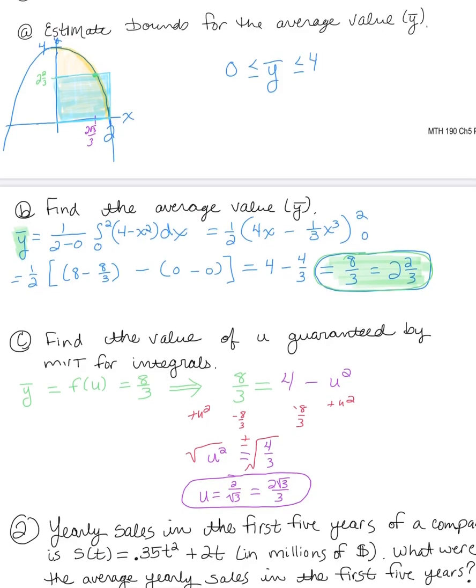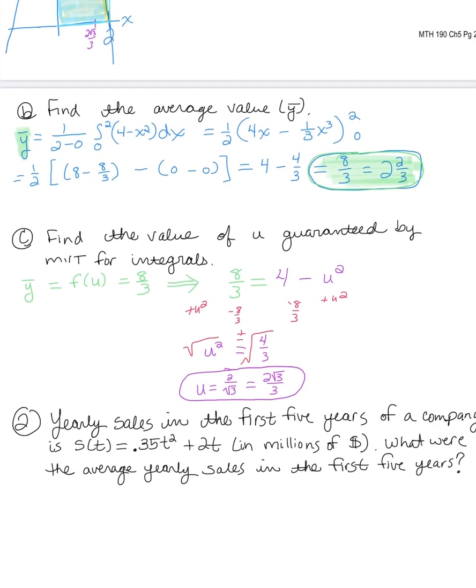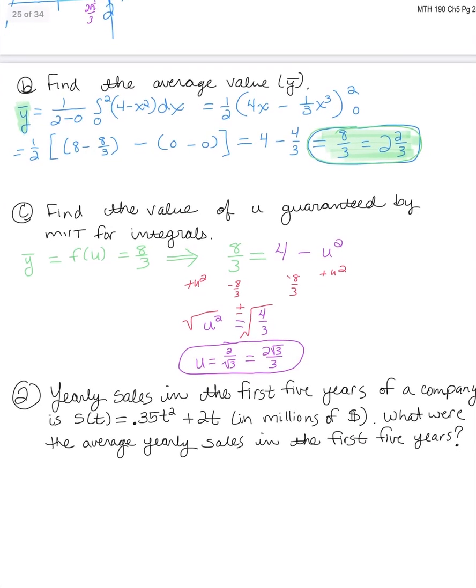All right, let's look at one last example here. We have yearly sales in the first 5 years of a company, and that's given by this S of t function: 0.35 t squared plus 2t, in millions of dollars. And here we are asked for the average yearly sales for the first 5 years.